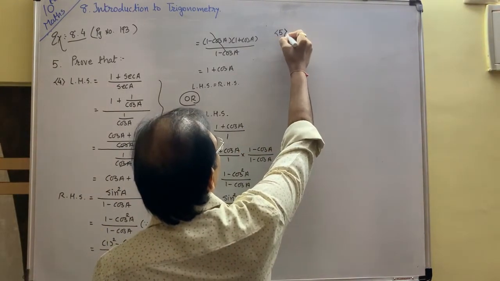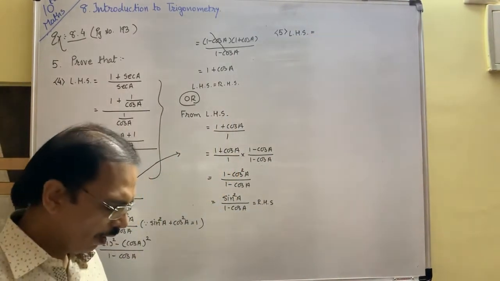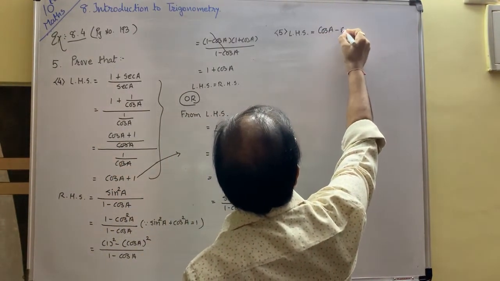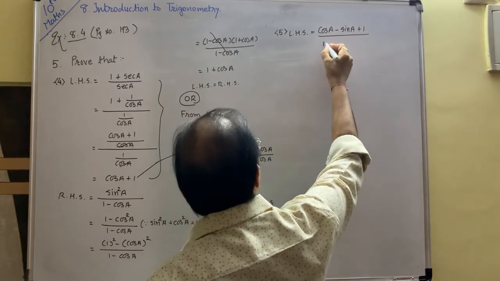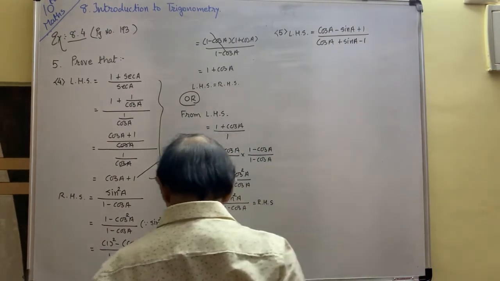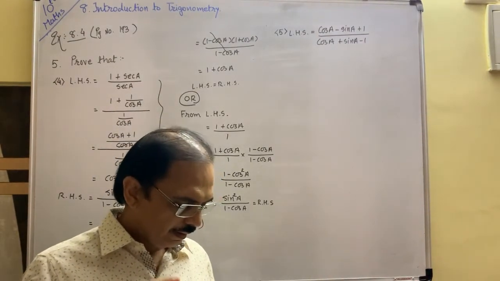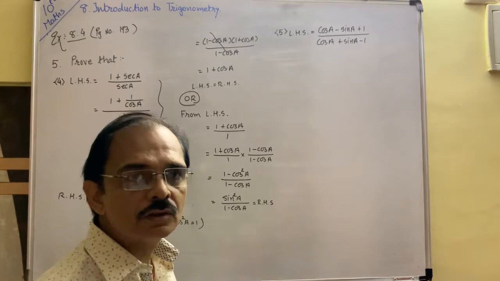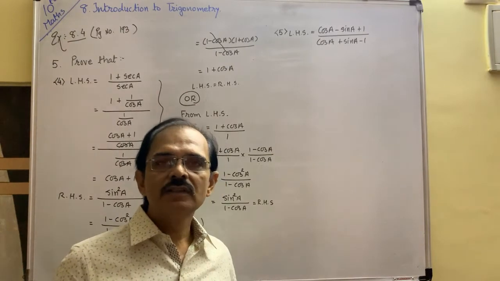5 number. LHS is what? Cos A minus sin A plus 1 upon cos A plus sin A minus 1. Answer I want cosec A plus cot A, and still the question is there. Using the identity cosec square A equals 1 plus cot square A. Means simplify this and bring out this answer.